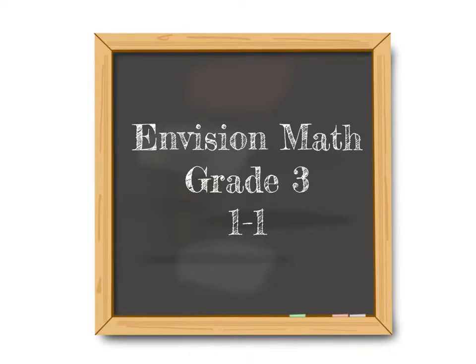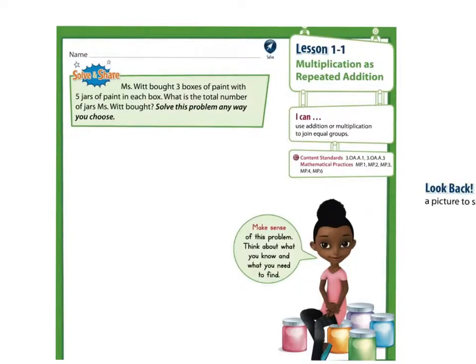Everyday Math, Grade 3, Topic 1, Lesson 1. Miss Witt bought 3 boxes of paint with 5 jars of paint in each box. What is the total number of jars Miss Witt bought? Solve the problem any way you choose.